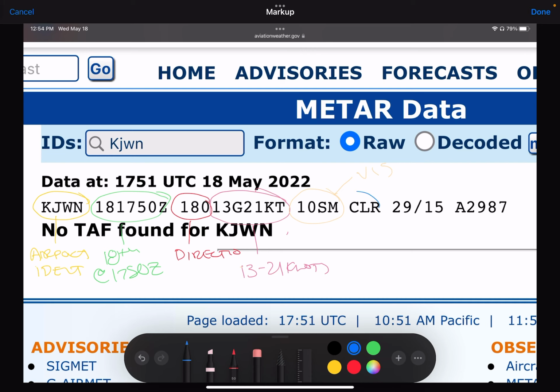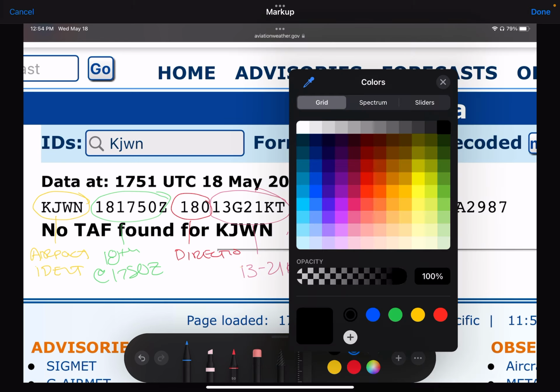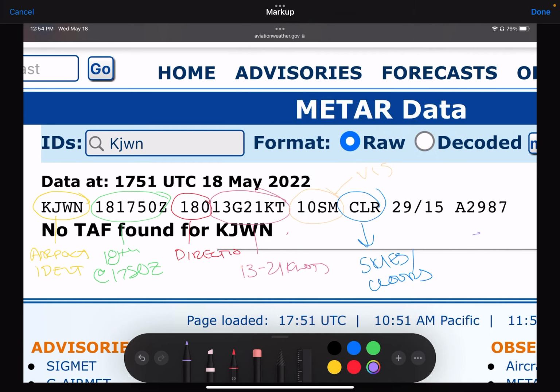And then we have our cloud coverage. We have skies clear right here. Clear skies, cool. The next portion is our temperature and our dew point. This is our temp in Celsius, and then we have our dew point in Celsius.